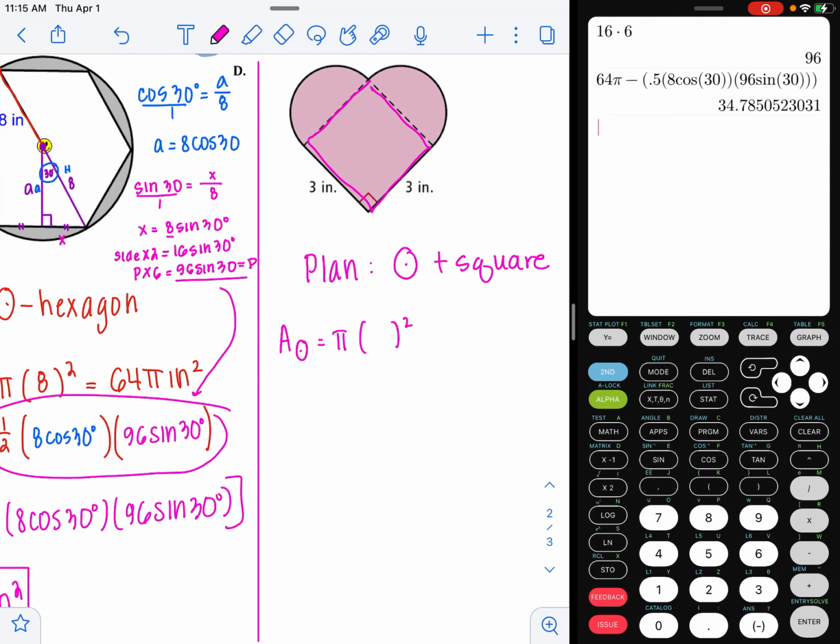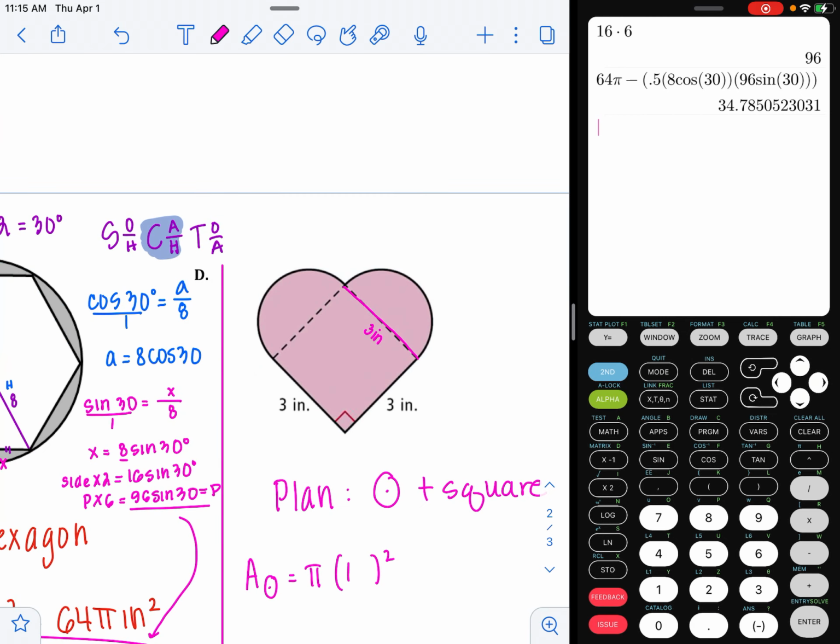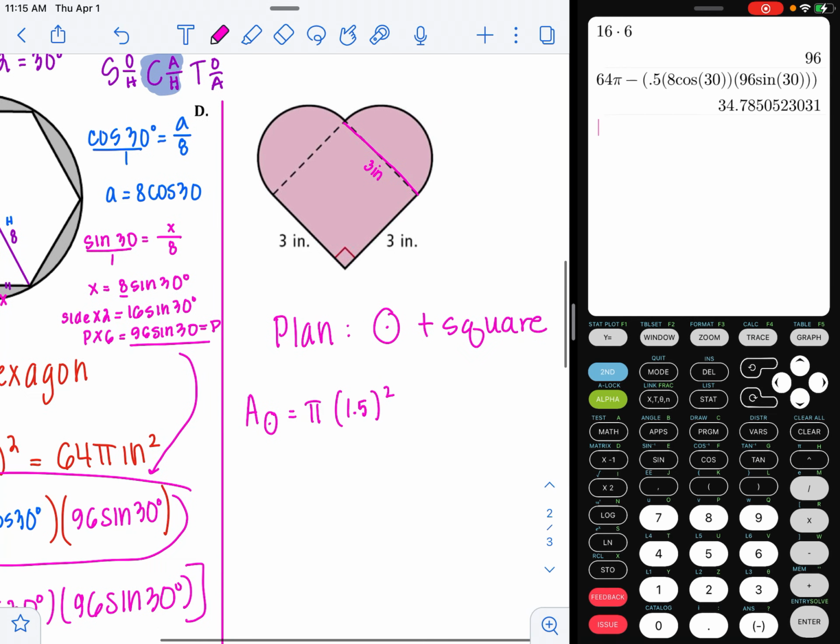Pi times my radius squared. So I need the radius of the circle. At first glance, I might be saying, I don't know the radius, but I do because I know the diameter. Since this is a square, this whole diameter right here is 3 inches, and that means my radius is 1.5 inches. So I can now get my area of my circle. So I don't know what 1.5 squared is off the top of my head, so I'm going to use my calculator to get it. 1.5 squared is 2.25.